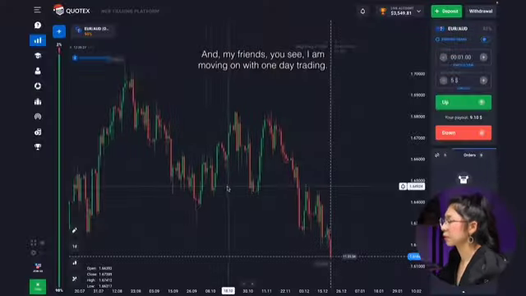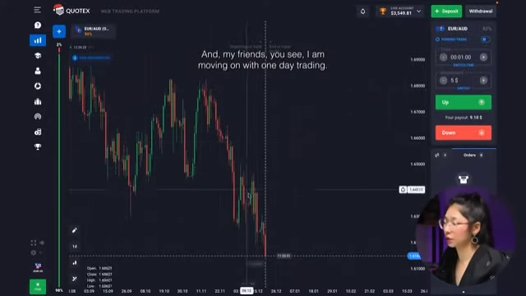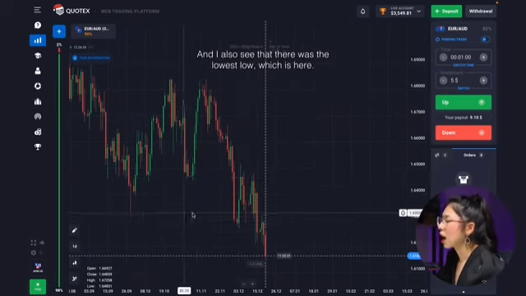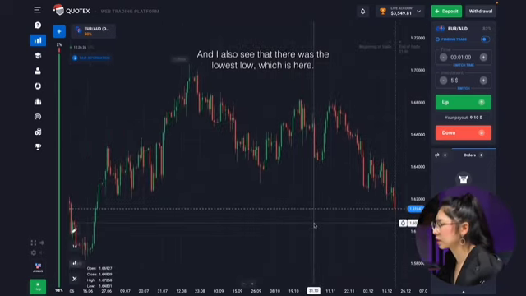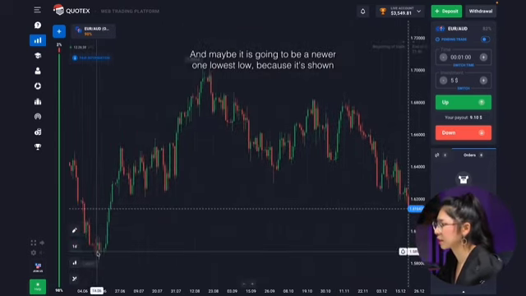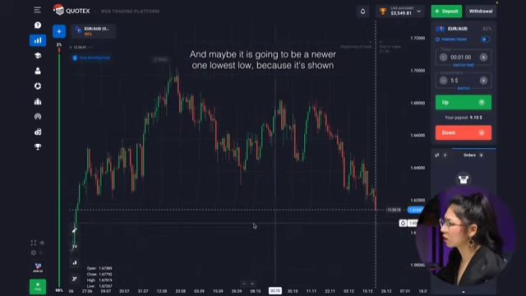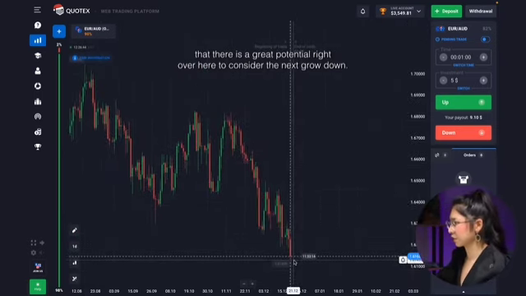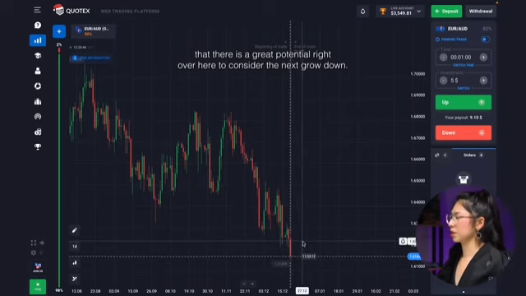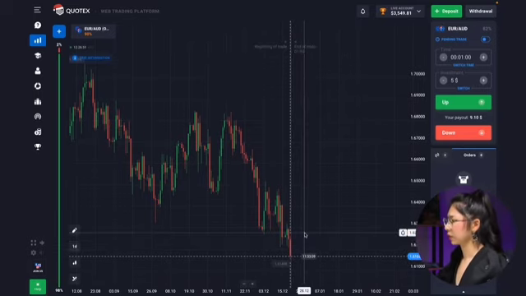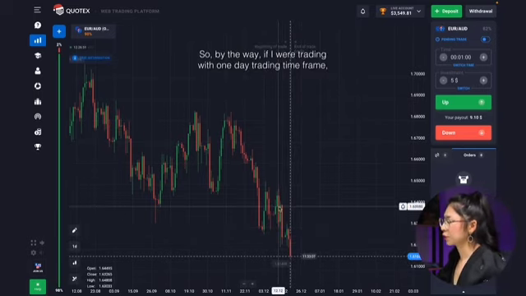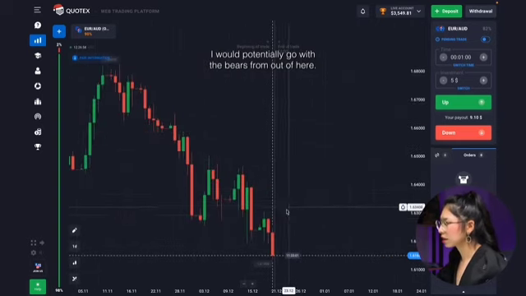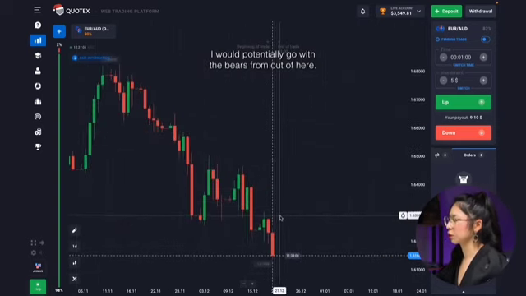So that's it. And my friends, you see I'm moving on with one-day trading and seeing the whole situation. I also see that there was the lowest low, which is here, and maybe it's going to be a new lowest low because it's shown that there is a great potential right over here to consider the next growth down. So by the way, if I were trading with the one-day trading time frame, I would potentially go with the bears from out of here.